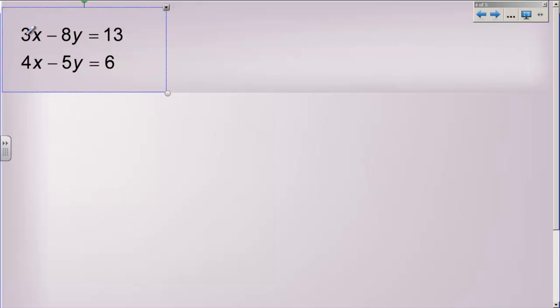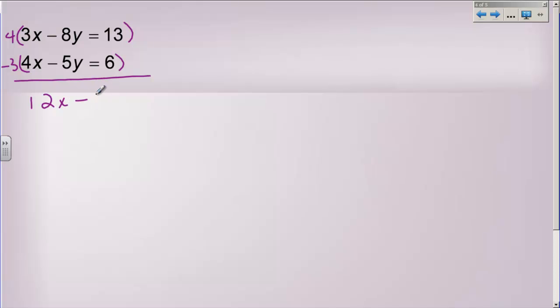So I'm going to do the same thing I did on the last one. I'm going to multiply the top one by 4 so that I can get a 12x. And then I'm going to multiply the bottom one by negative 3 so that I can get a negative 12x. This way I have same coefficients, opposite signs. So I have 12x minus 32y equals 52. Then I have negative 12x plus 15y equals negative 18.